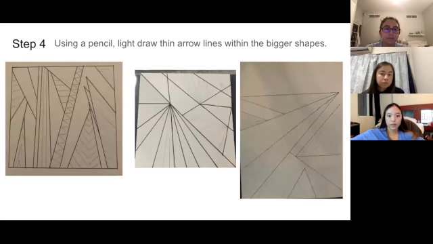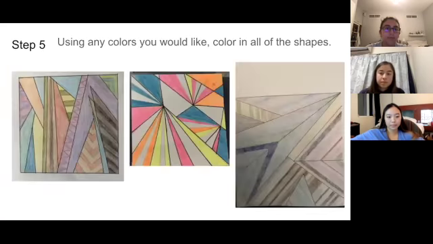Step 4, using a pencil, lightly draw thin arrow lines within the bigger shapes. And finally, step 5, using any colors you would like, color in all of the shapes.